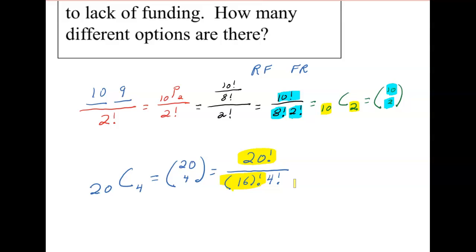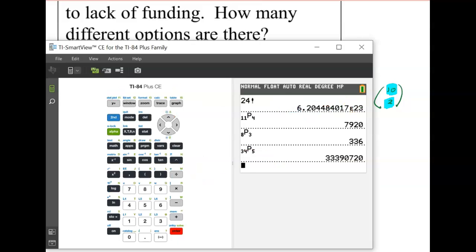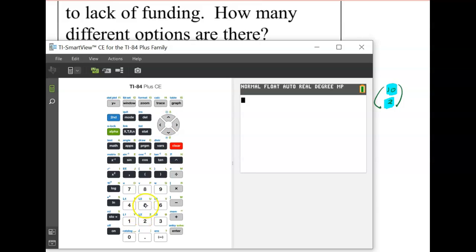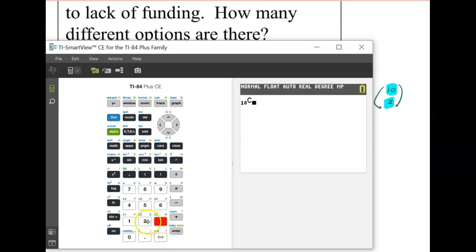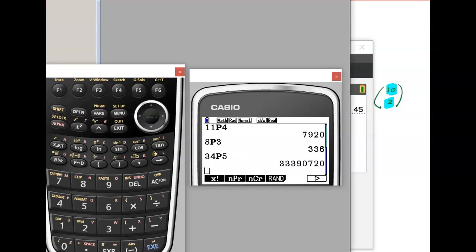Now some of you may realize that there was a button on your calculator. So let's take a look at your calculator. I'll do the TI first. On the TI, if you had this problem, 10, press math, move over to probability, and notice number 3 says N choose R. And you want to choose 2 of them. And we got 45. On the Casio, it was 10 choose, and we're choosing 2 animals, 45. 10 choose 3 was our answer of 120.